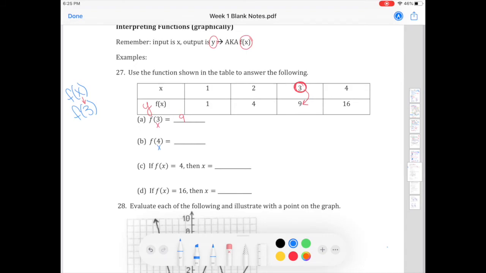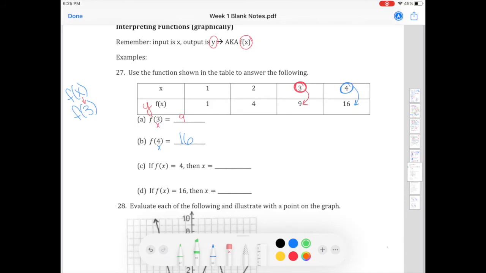All right, let's do that same thing again for B. So part B is giving me an x value again because it's inside the parentheses. It has to be my input. And the input is 4. So 4 is right here. Its output is 16.